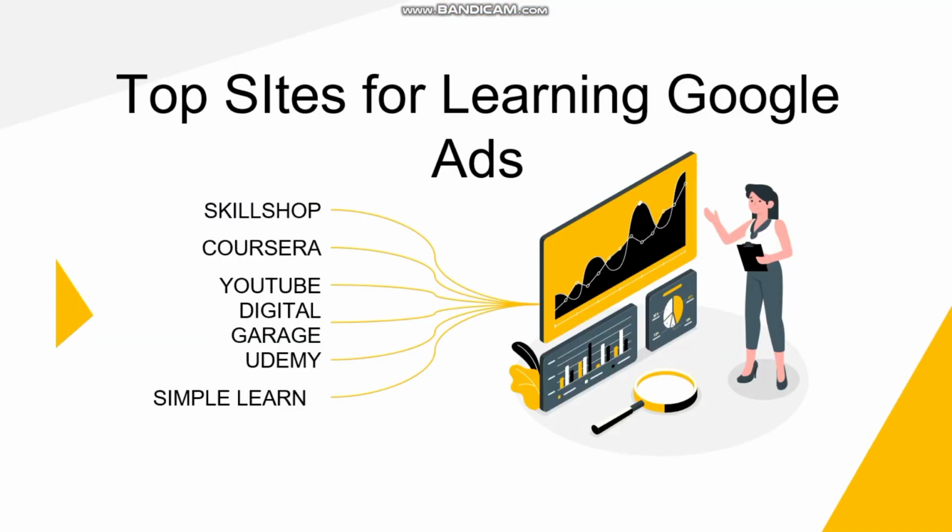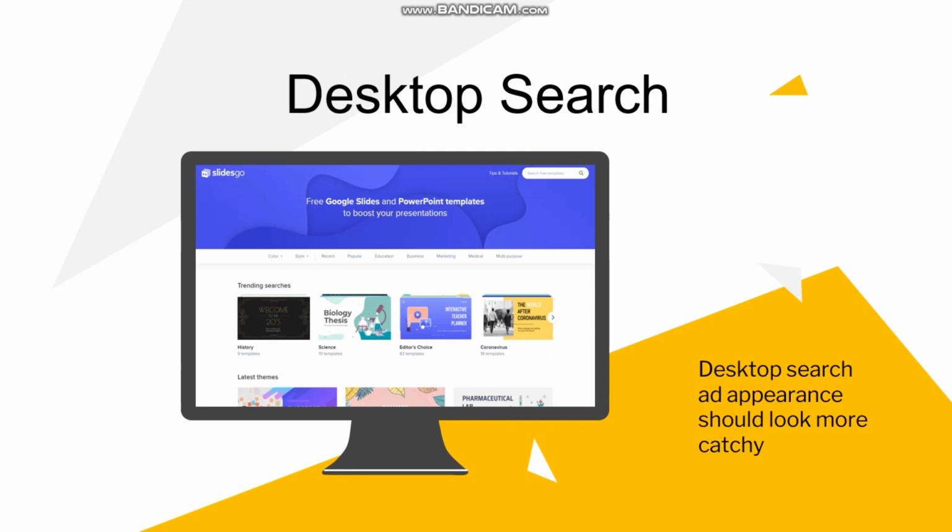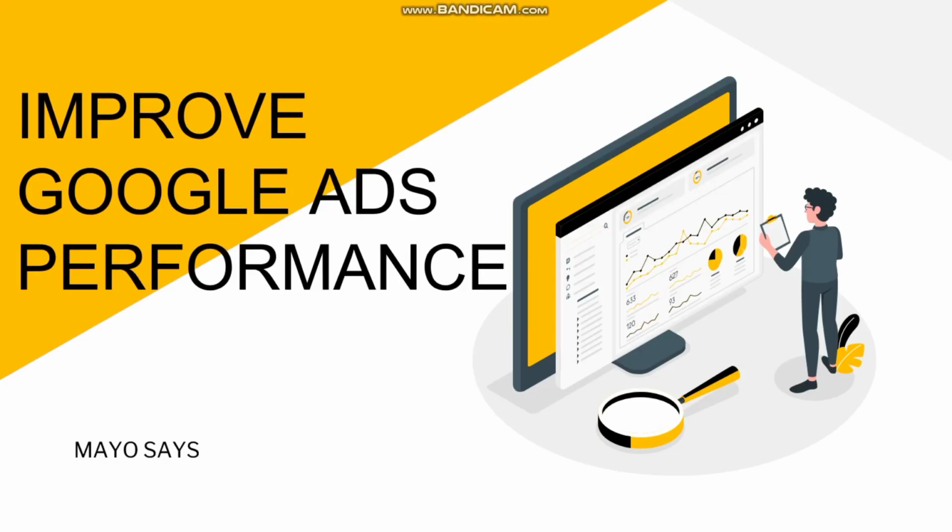Some sites where you can learn Google Ads are Skillshop, Coursera, YouTube Digital Garage, Udemy, and Simplilearn. Mobile searches are here, you can check them out. It depends upon where you are targeting your audience, you have to know about that. So for mobile searches as well as desktop searches, you can target both of them. It was a short Google Ads performance tutorial for you.